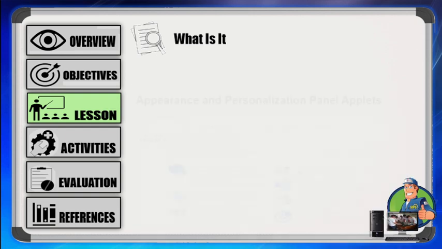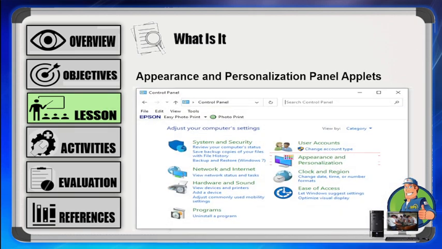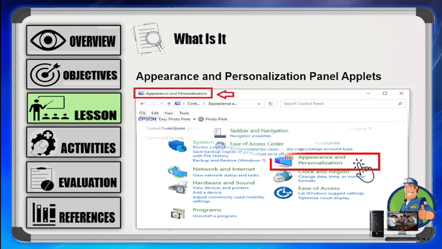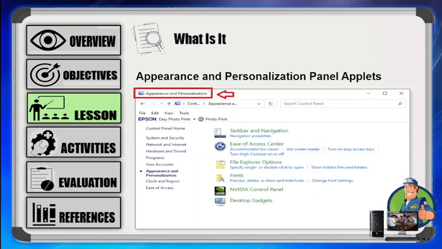Appearance and Personalization Control Panel Applets. The Appearance and Personalization category is the sixth one in the control panel and contains all the tools that you'll use to change the appearance of desktop items, apply various desktop themes and screensavers, customize the start menu or taskbar, and more.